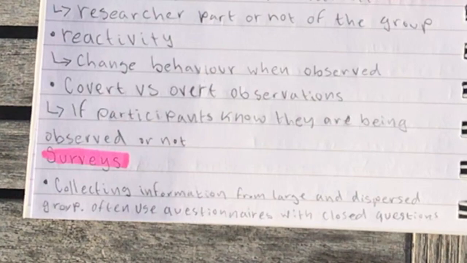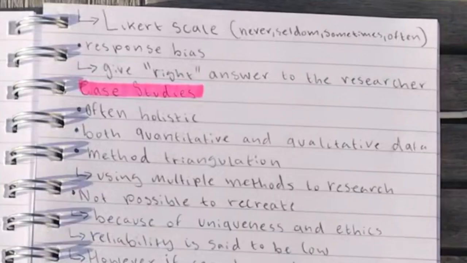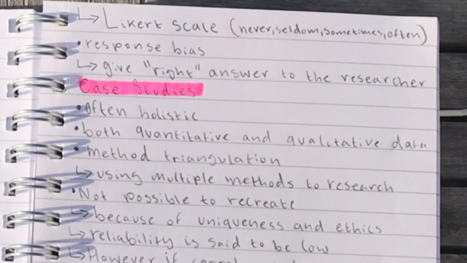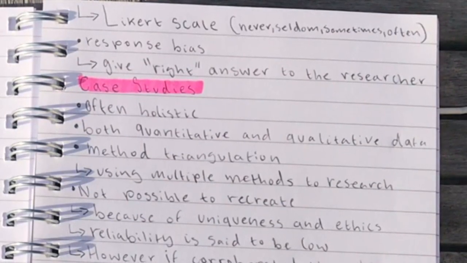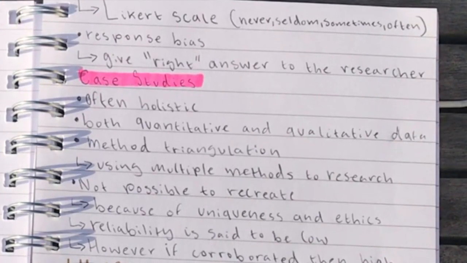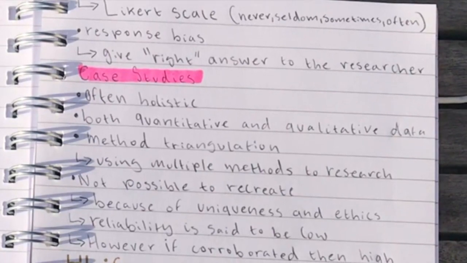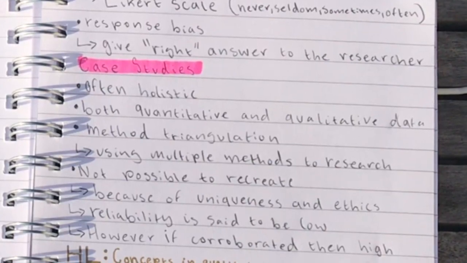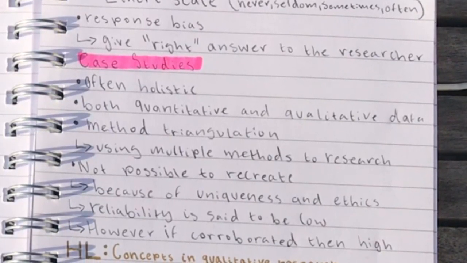So you can also use surveys, which is collecting information from a large and dispersed group. Often questionnaires are used with very closed questions, which makes it way easier to analyze. When making these closed questions, sometimes the Likert scale is used. This is essentially giving options, like making a scale, and you can answer the question with, I never do that, I seldom do that, I sometimes do that, I often do that, I always do that. For instance, something in that sense.